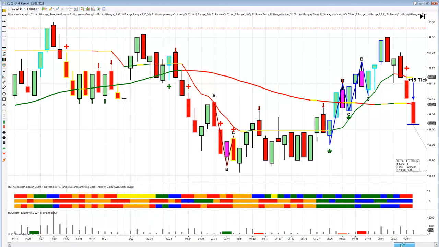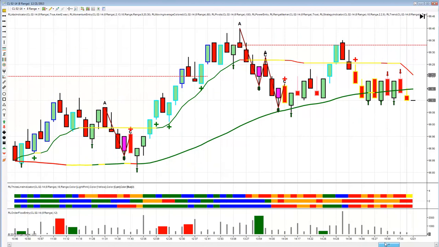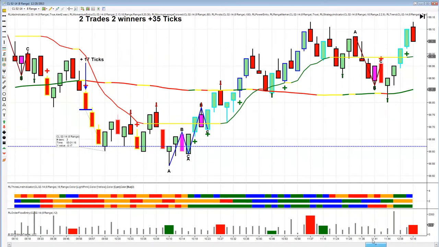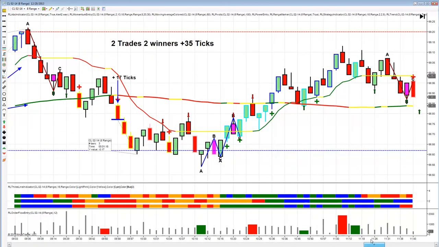Let's take a look at Friday. So we had another one. And here it is. Broke out here. Now we want these trades to stay tight to the 50. We don't want to take them more than 3 or 4 or 5 ticks off the 50.